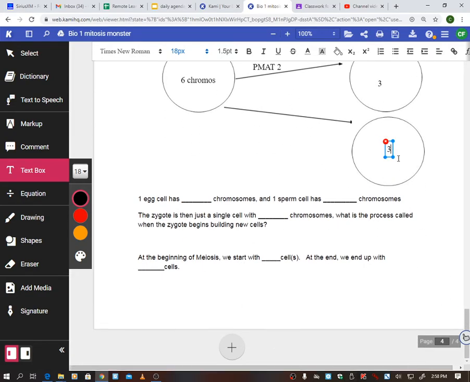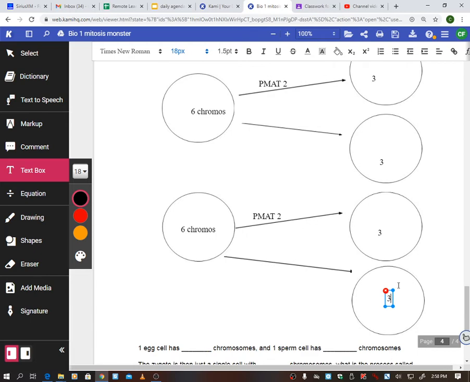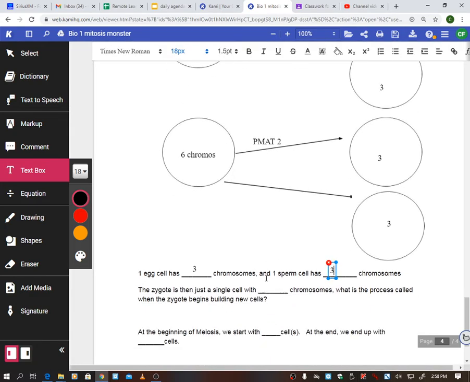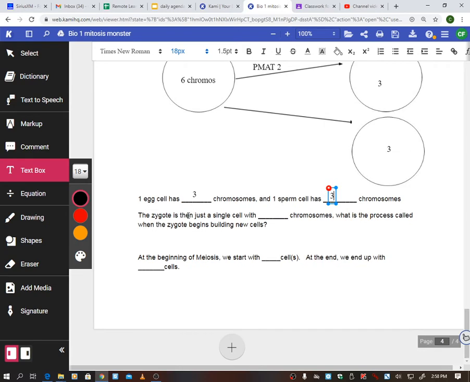So these are now called, if you're a female, this would be an egg cell. If you're a male, these would be your sperm. So one egg cell has 3 chromosomes, and one sperm cell has 3 chromosomes. The zygote, which is a baby, that's when you have an egg and sperm come together and they fertilize. It is called a zygote. They don't call it a baby yet. They don't call it a fetus. They call it a zygote. It is then just a single cell with 6 chromosomes.